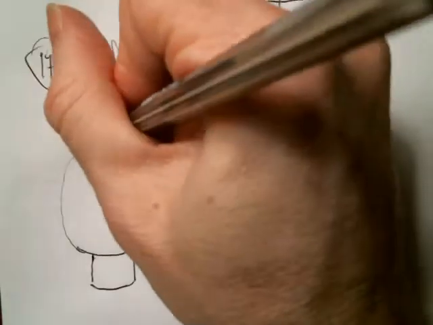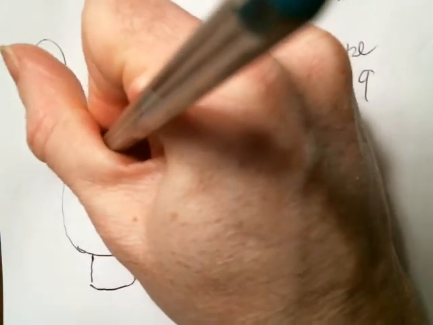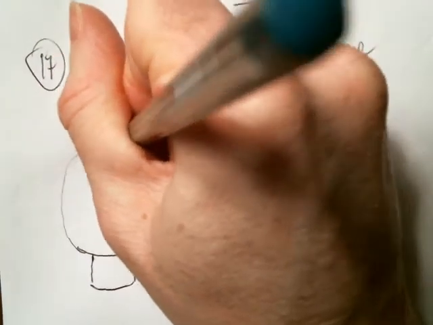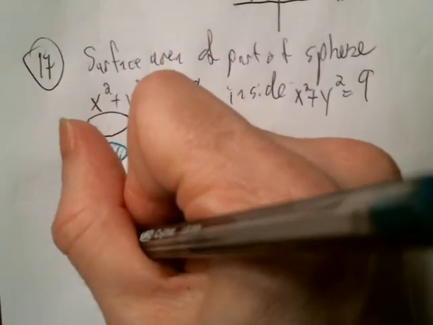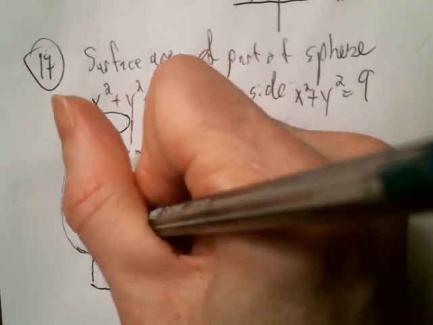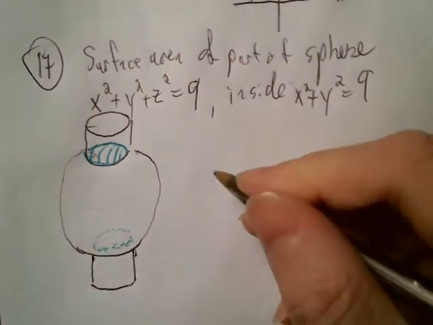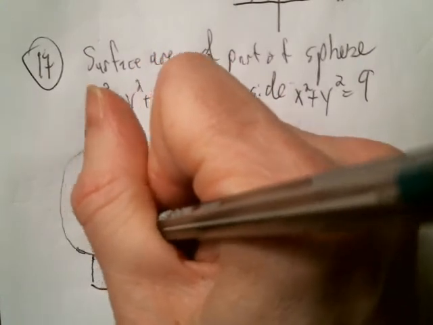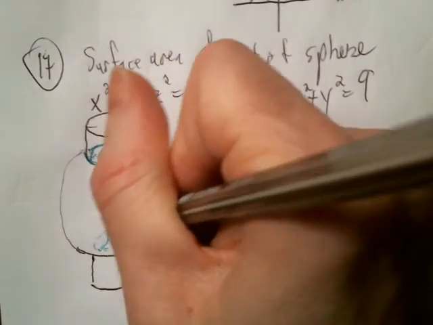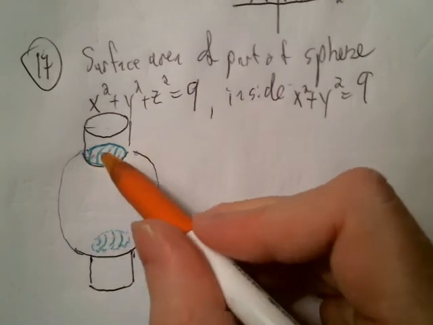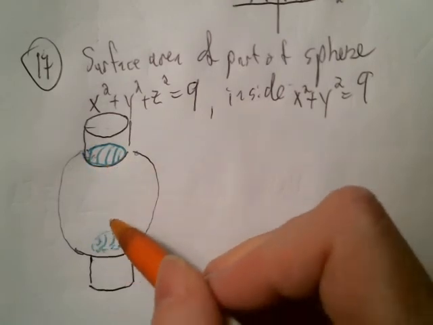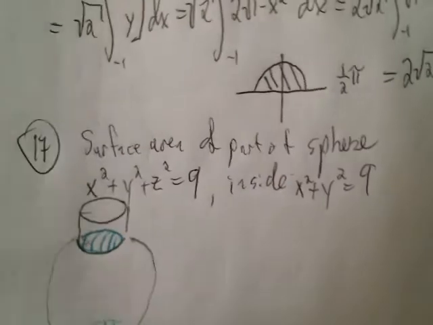So the parts that are inside the cylinder are this circular region here, okay? And then there's going to be another one down here, which you don't see, right? Where the cylinder goes through the bottom of the sphere. Okay, so the way I approach this problem is to find this surface area and then just multiply it by 2.